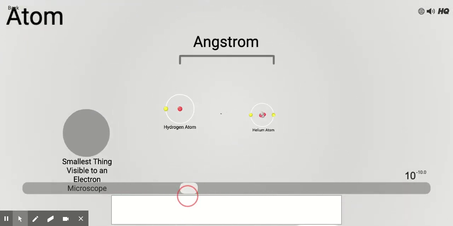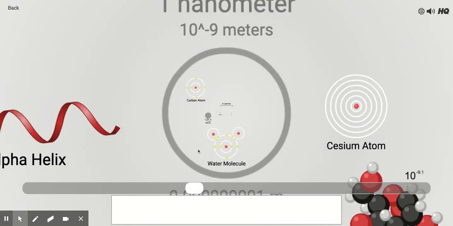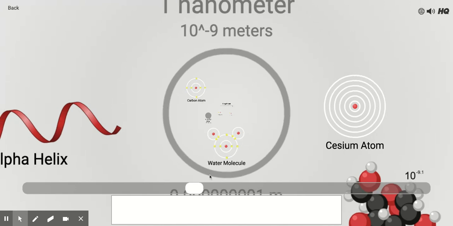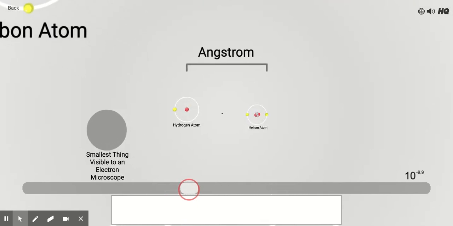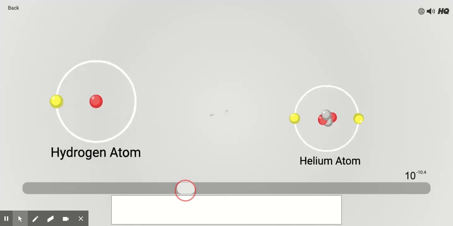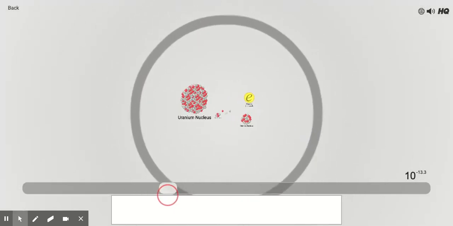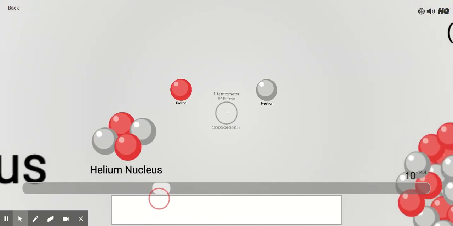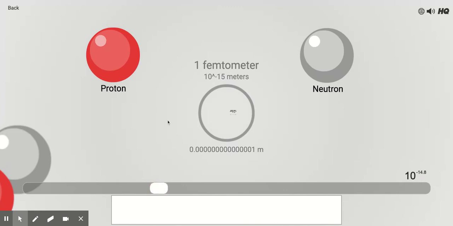Now we're moving in, and we're getting to atoms. There are some larger atoms here and smaller molecules. This is a water molecule. Negative 10th, 10 to the negative 10th, is where we get to the atom stage. And then if you move much, much smaller in, you're going to get to fundamental particles. The fundamental particles that we care about are protons, neutrons, and then electrons, which you're not going to see here at all.